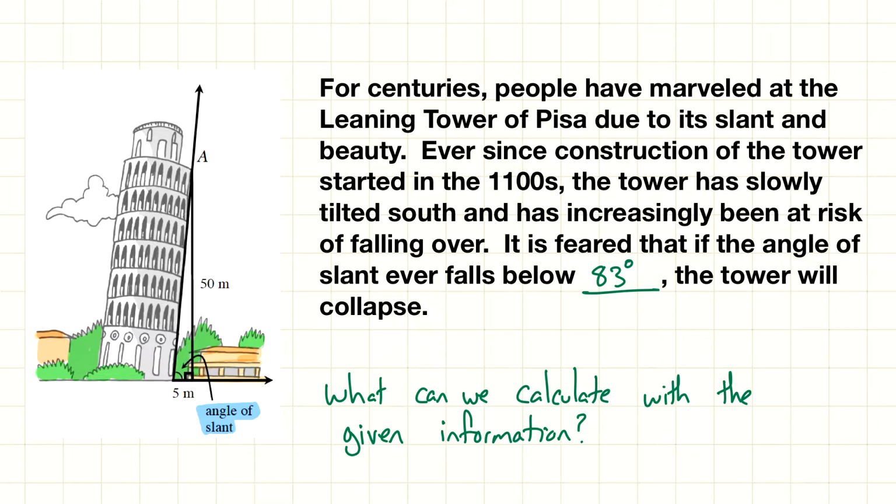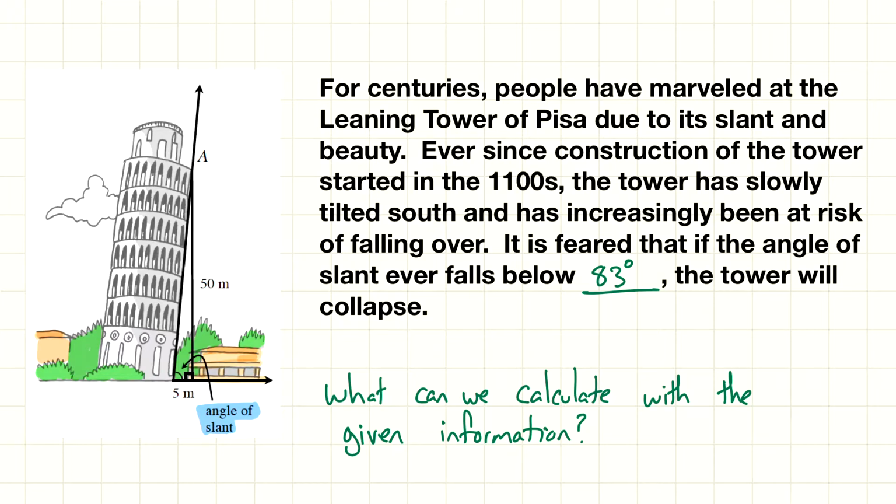All right, so the tower has slowly tilted south and has increasingly been at risk of falling over. All right, so it is feared that if the angle of slant ever falls below 83 degrees, so under 83 degrees, so 82, 81, so if it ever gets below 83 degrees, the tower will collapse, all right, which obviously they don't want it to collapse.